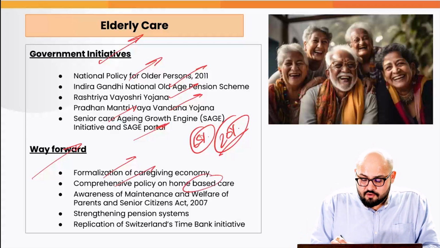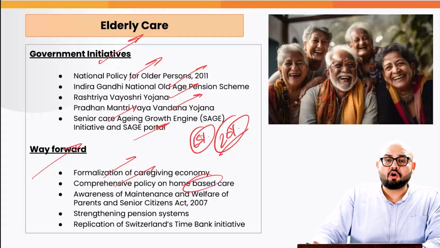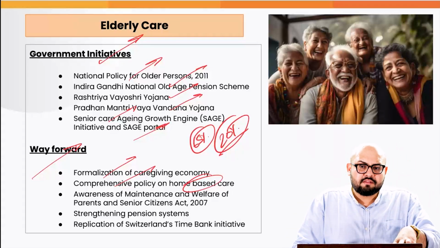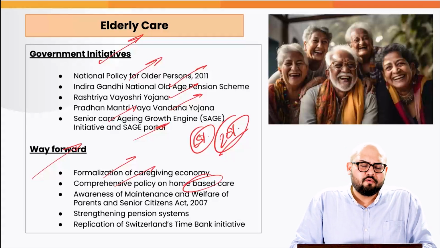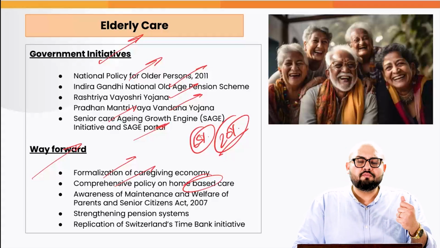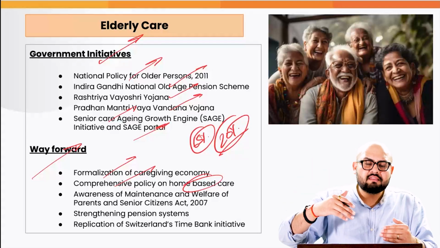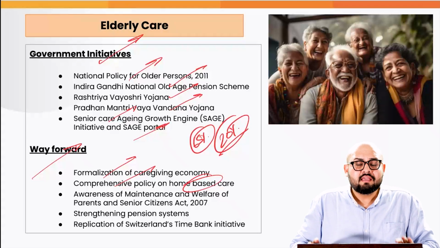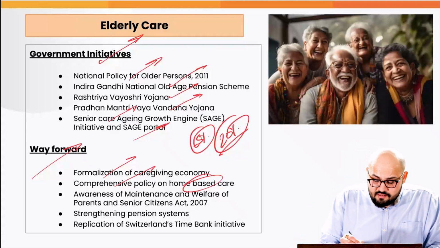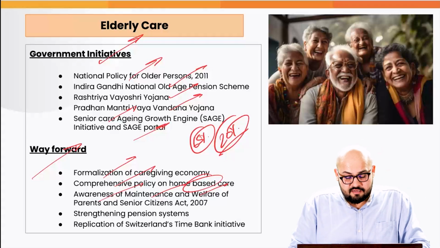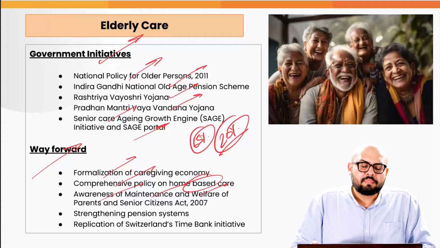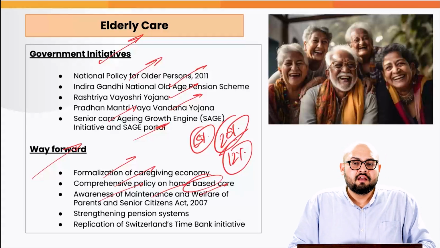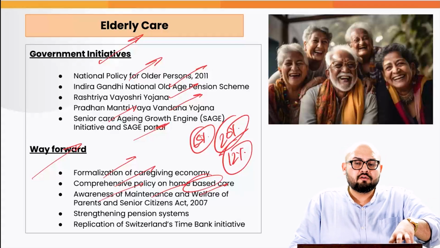Next is a comprehensive policy on home-based care. See, again, when we talk about home-based care, the care economy, what we need to understand is that at present it is more unorganized. We need to focus on training programs and skill development. We need to focus on the nomenclature of different positions in the caregiving economy. We need to have different programs in place so that this caregiving economy can be more formalized, more organized. Next is awareness of the Maintenance and Welfare of Parents and Senior Citizens Act of 2007. According to our data, only 12% of the elderly population in the country are aware of this particular act. So we need to make them aware of the rights they have, right?